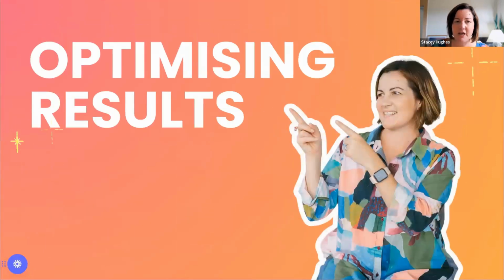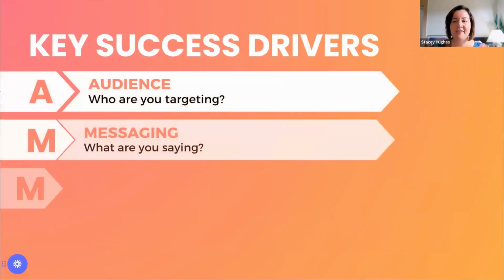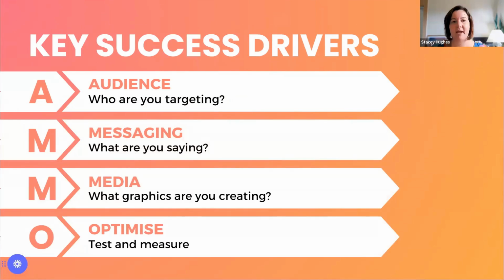So when it comes to optimizing results, there are some key success drivers, and these determine what you can change to affect the results of your campaign. The first one is audience. So who are you targeting? Just making sure that that is correct, or maybe you want to test that with a different type of audience to see if you can get a better result.